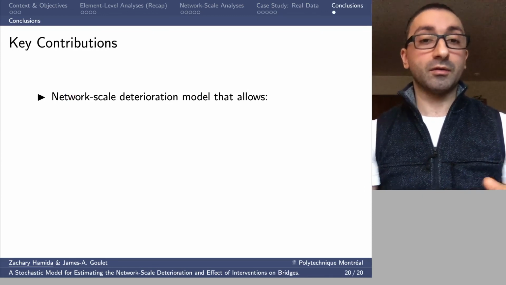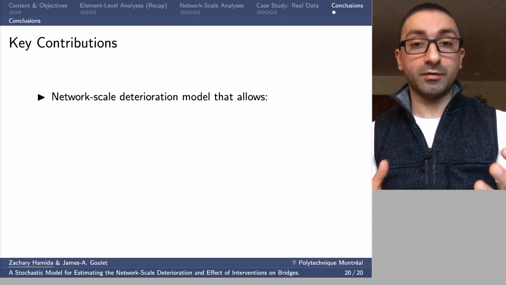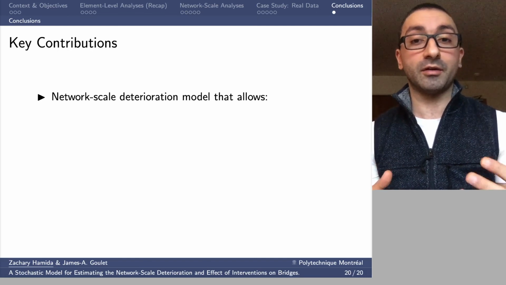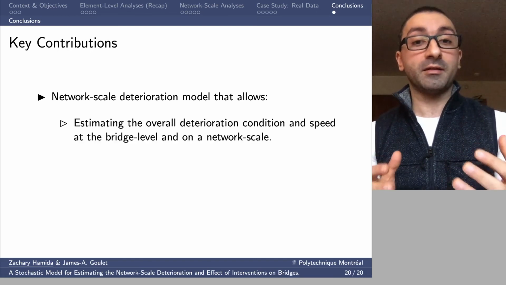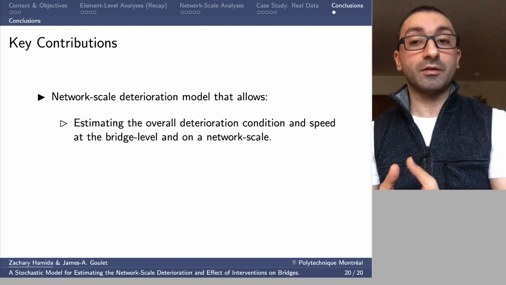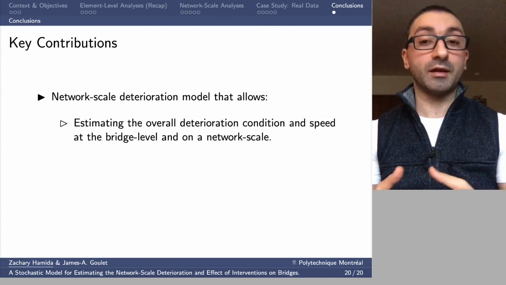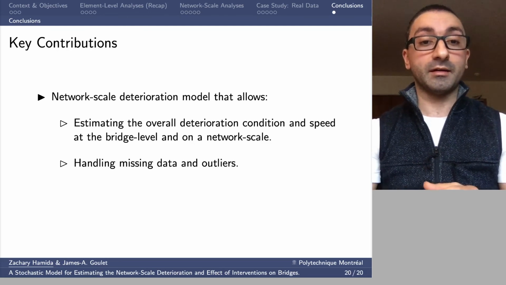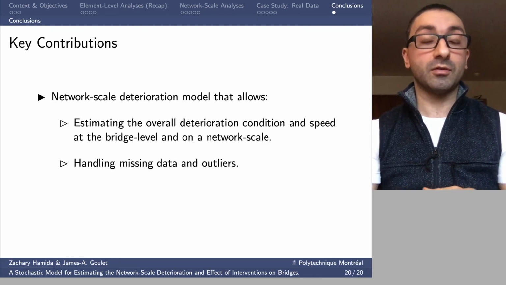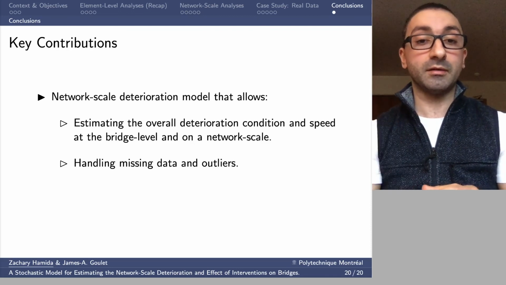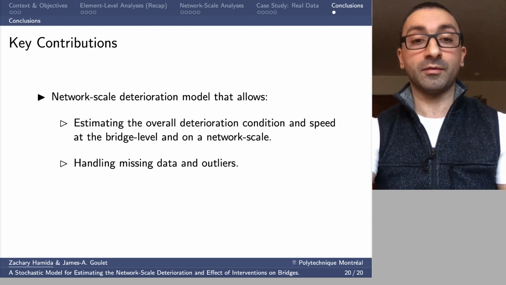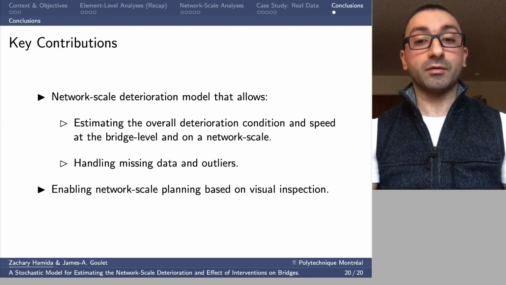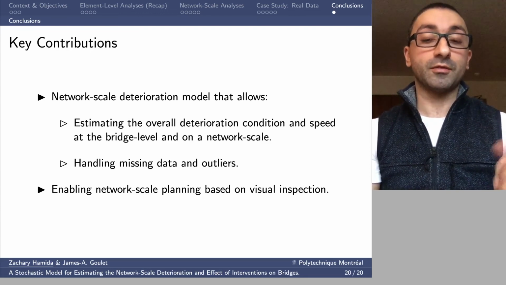Finally, in conclusion, the key contribution of this work is that we've designed a network scale deterioration model that allows us to estimate the overall deterioration condition and speed at a bridge level or even at a network scale. We've also designed a method, or an approach, to handle the missing data and outliers. All of this enables the potential for performing network scale planning based on visual inspections.